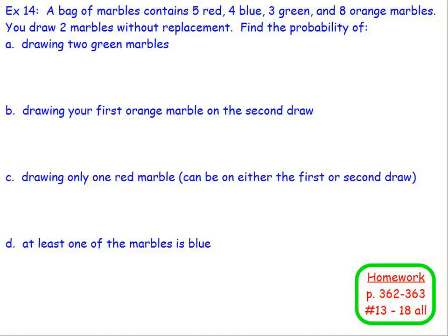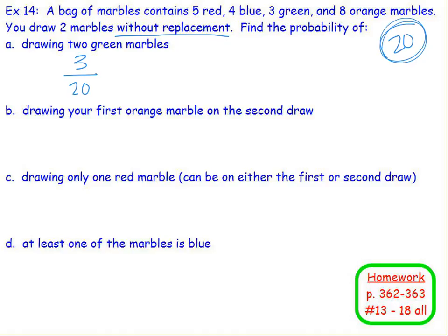A bag of marbles contains 5 red, 4 blue, 3 green, and 8 orange. You are drawing 2 marbles without replacement. So first of all, you need to find out how many marbles were in that full bag. 5 plus 4 plus 3 plus 8 was a total of 20. So what was the probability of drawing 2 green marbles? Well, you should have said the probability of drawing the first green marble. There's 3 green out of 20 marbles.